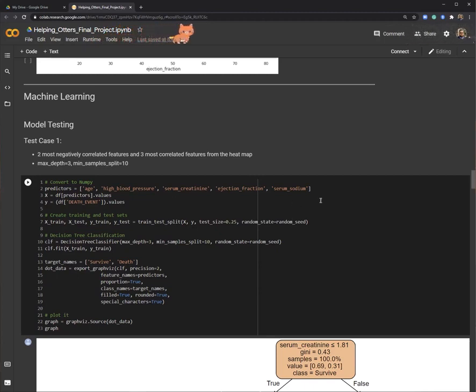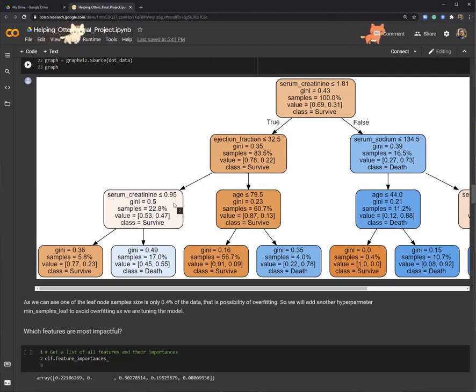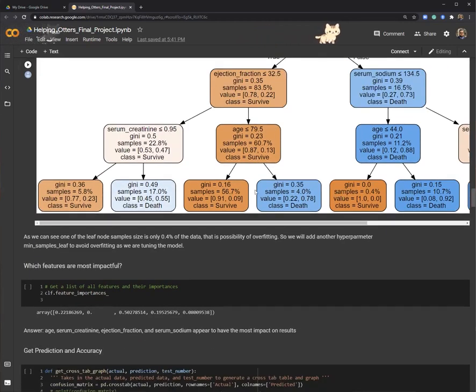We used trial and error to determine that a max depth of 3 and a minimum sample split of 10 gave us the most accurate results. We found that some of our leaf node samples were as small as 0.4%, which may have indicated overfitting. Because of this, we will add another hyperparameter, minimum sample leaf, to avoid this as we tune our model.